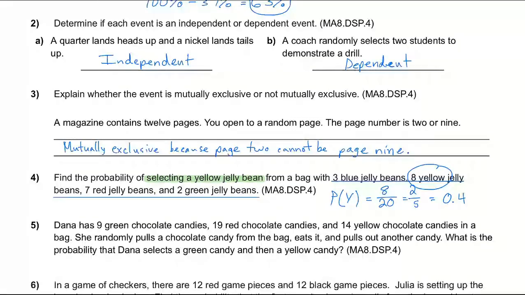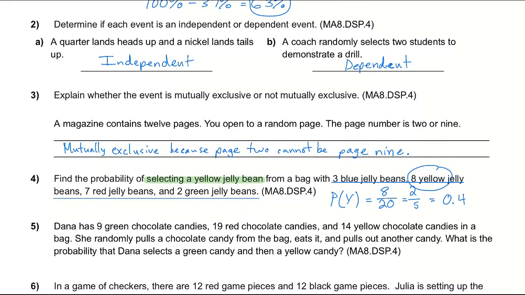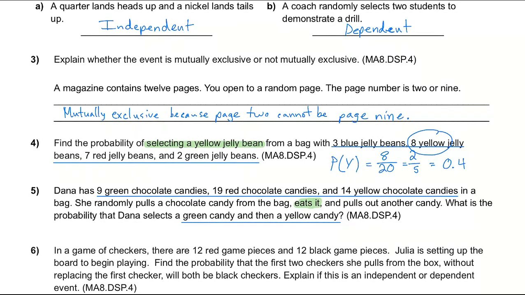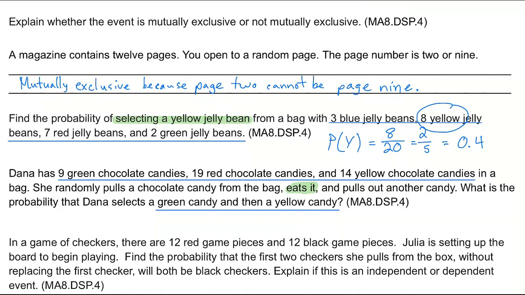Number 5, Dana has 9 green chocolates, 19 red chocolate candies, 14 yellow chocolate candies in a bag. She randomly pulls a chocolate candy from the bag, eats it, that's important, and pulls out another candy. What is the probability that Dana selects a green candy and then a yellow candy? So she's got 9 plus 19 plus 14, 42 total candies.